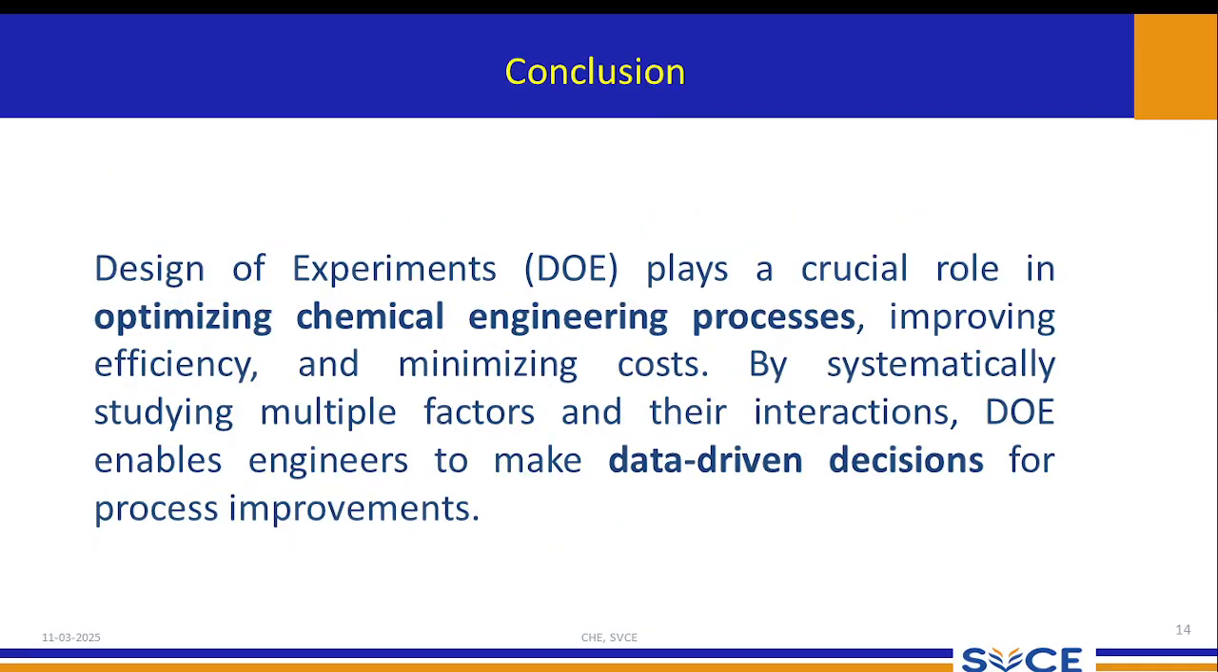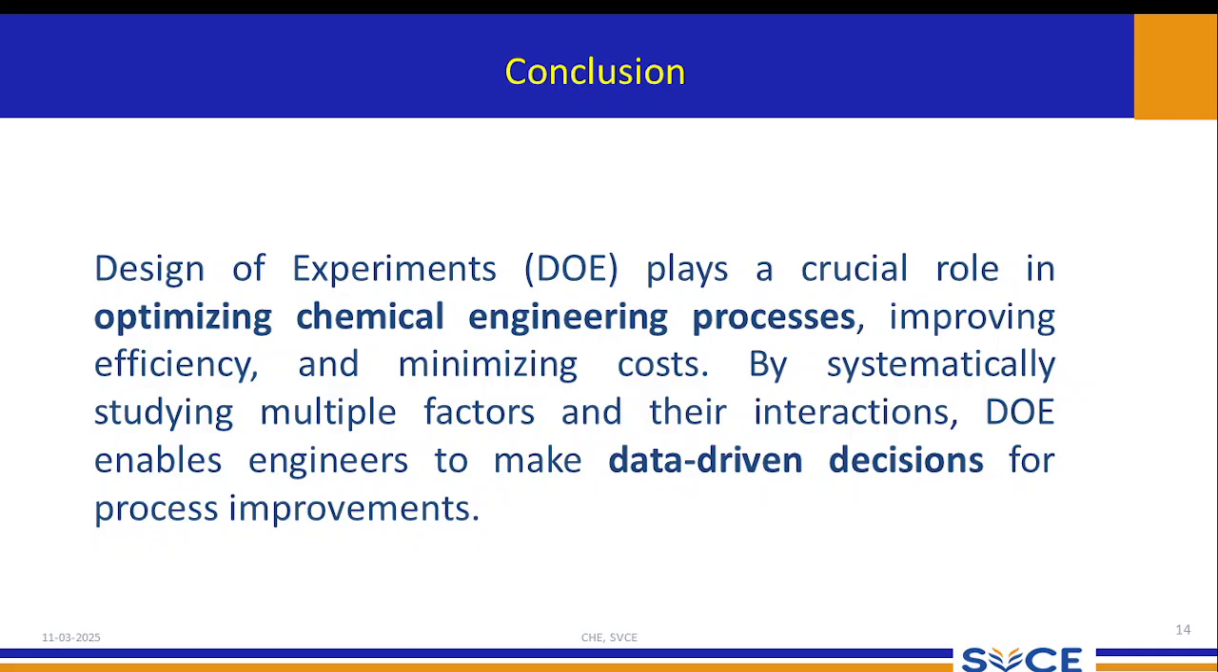Okay, coming to the conclusion of today's session, design of experiments plays a crucial role in optimizing chemical engineering processes. So we have seen the different processes, right? Unit operations like distillation columns, and reactors, unit processes. So these are the things we can optimize. In chemical engineering we have unit operations and unit processes that you know already. One is physical transformation, while both physical and chemical transformation take place in the reactors. Improving the efficiency and minimizing the cost.